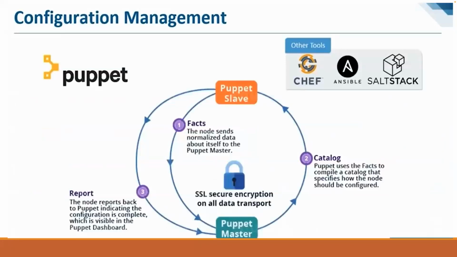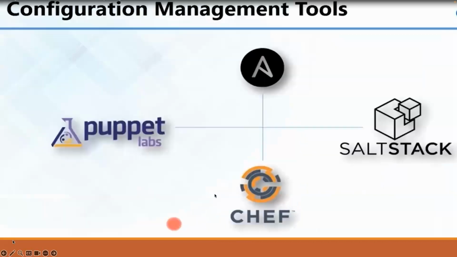So, configuration management tools: Chef, Ansible, SaltStack, Puppet. For example, with Puppet, the node sends normalized data, called facts, about itself to the Puppet master. That is the configuration management tool.